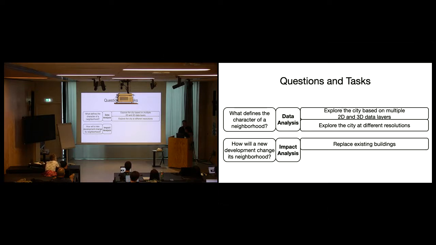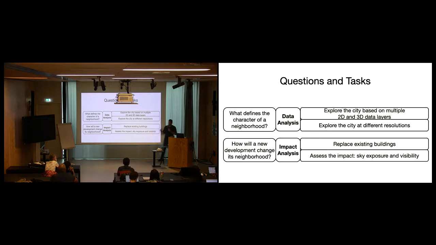And after this, we also discussed with them this impact analysis. What they wanted to do is to simulate the replacement of some of the buildings in the city and assess the impact of these new constructions. Of course, a new construction could impact many things, so we had to choose a few measures to try to understand. And they actually suggested two of them, sky exposure and visibility, which I'm going to talk about in a bit.